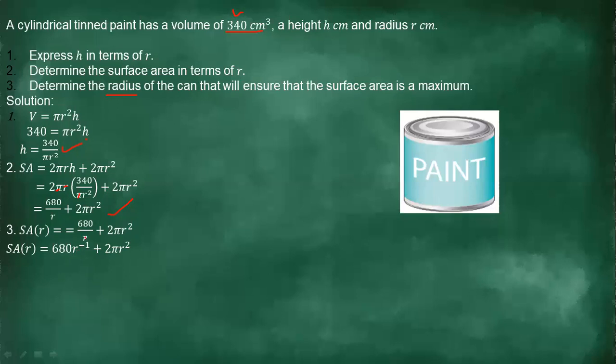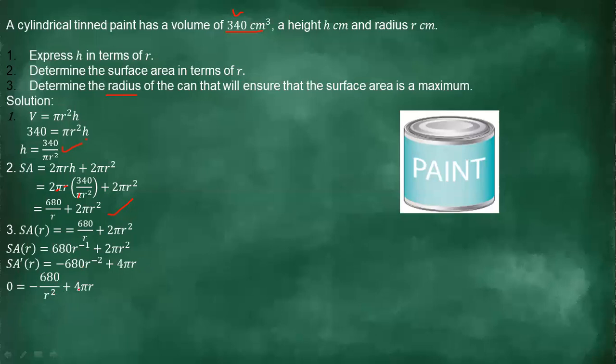And this is what we are having. Remember, if you have to do a derivative, one of the rules, you need to rewrite this, but now we need to get rid of this division sign. So hence you are having 680 R to the power negative 1, so that you can apply the rules of differentiation. And then from there, you just derive, this is what we're going to have. And then from there, you equate it to 0. So this is what we're going to have.